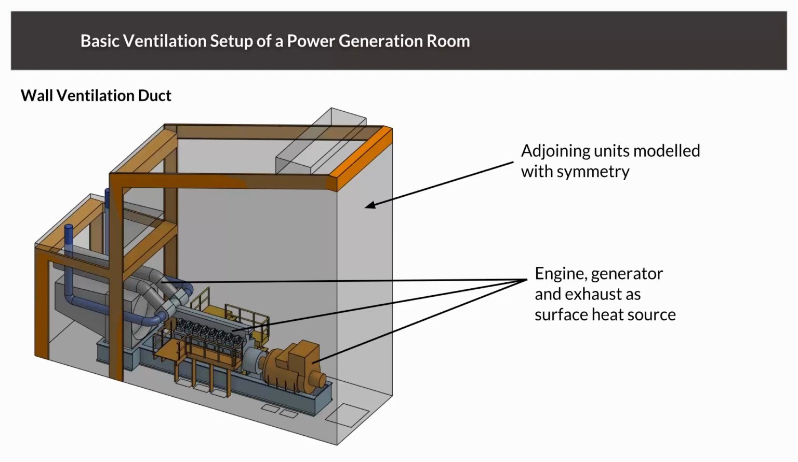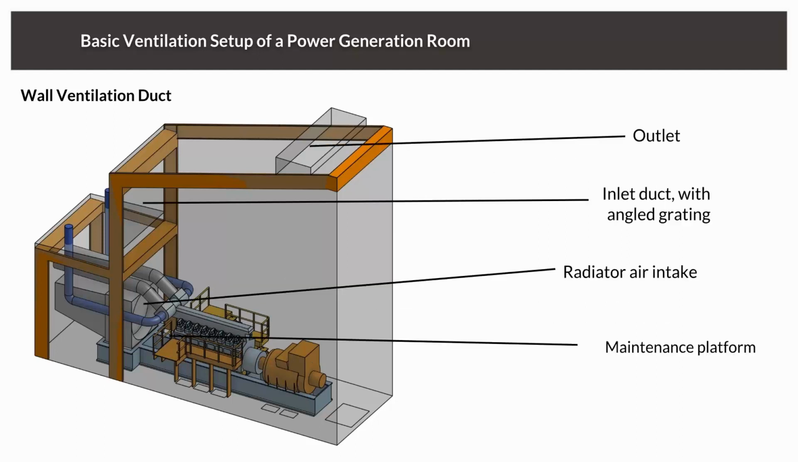Then other important components are the engine, the generator, and the exhaust that will be generating heat and introducing it into our system. Let's take a look at the air ventilation parts that will be simulated in the design 1 type. We'll have the outlet that is positioned on the top. This is where we'll try to take out the air.